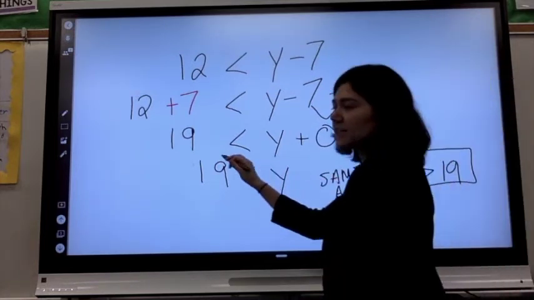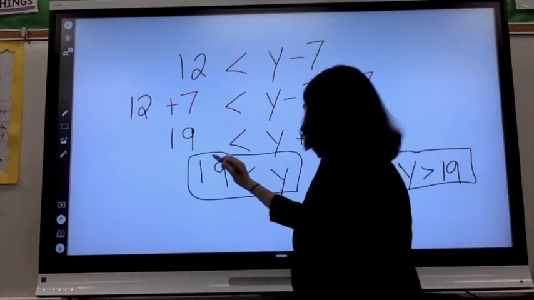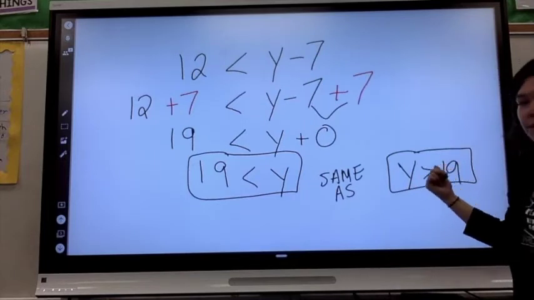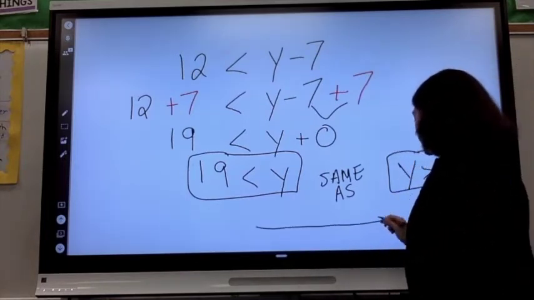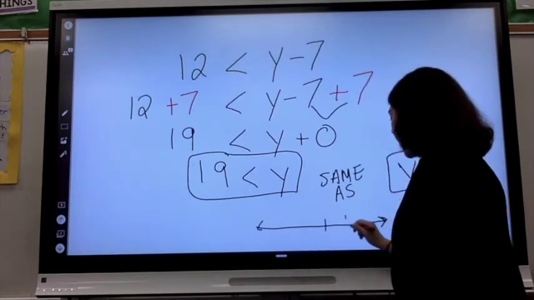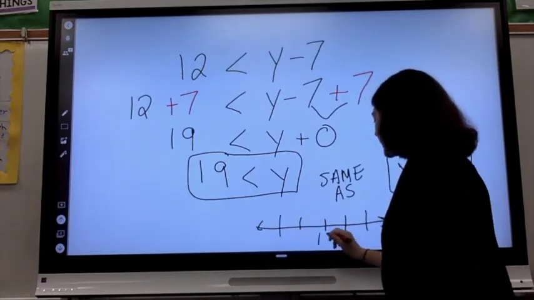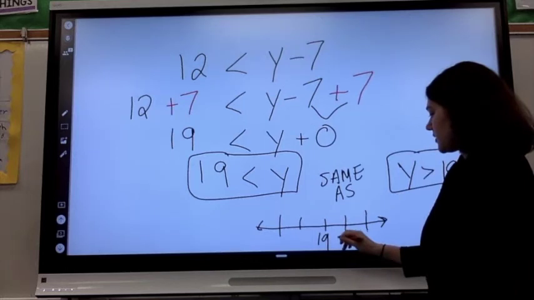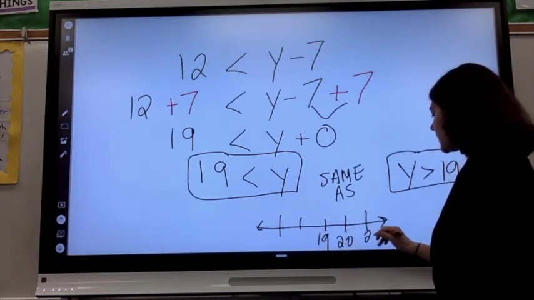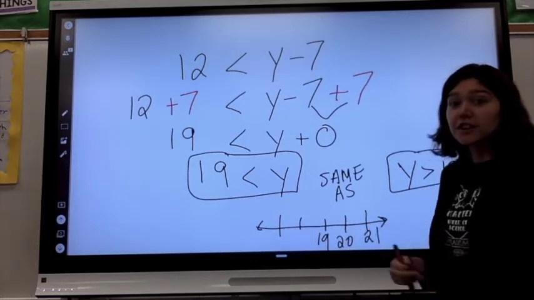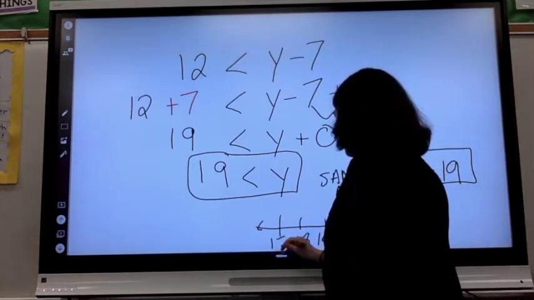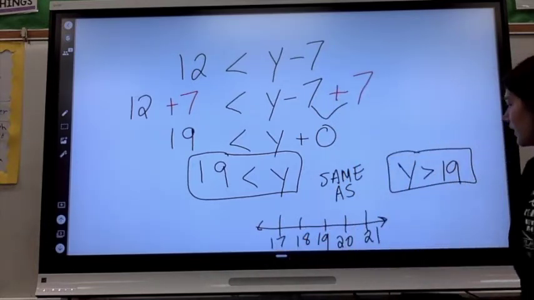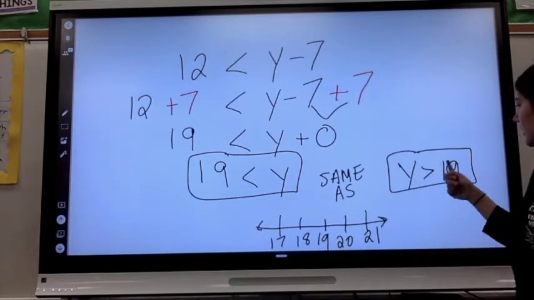I could have circled in either of these. These are both my solutions. But it might just be a little bit easier to think about it this way when we go to graph. So to graph it, I'm going to need a number line. And I'll have 19 at the middle. 20, 21, those are numbers that are greater than 19, that are moving to the right. And then we have 18 and 17 here. Okay, so y is greater than 19.